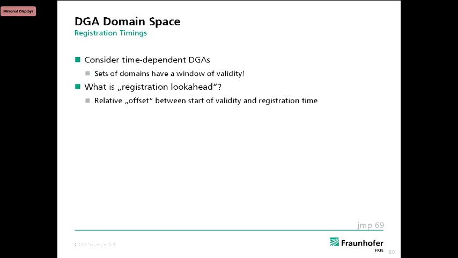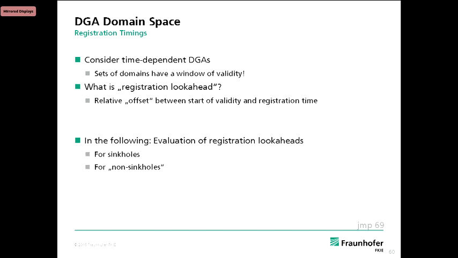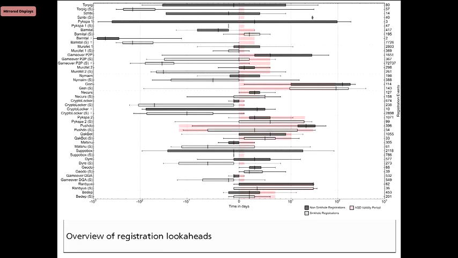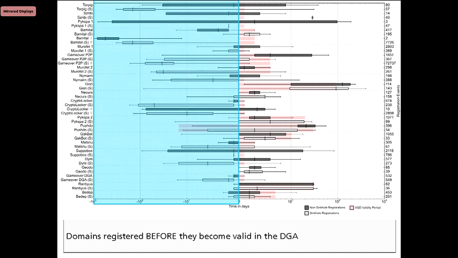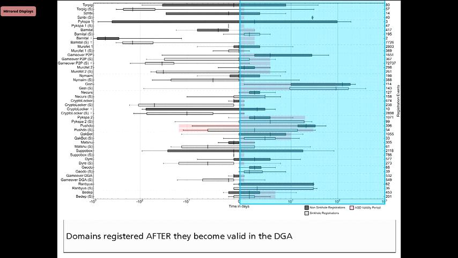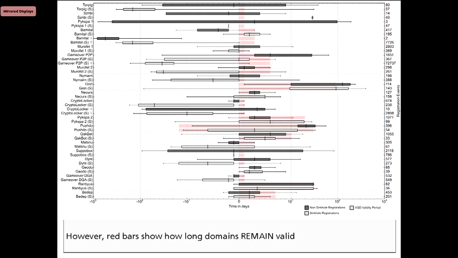So we defined this registration look-ahead, basically meaning the relative offset between start of validity and when the domain is registered. And we plotted this for both sinkholes and non-sinkholes and ended up with this box plot. In the middle here is whenever you would register a domain on the day it becomes valid. On the left-hand side, you register it before it becomes valid. On the right side, you register it after it becomes valid, which makes sense in some cases because if you see those red bars behind the light and dark gray bars, that's the window in which domains are valid.